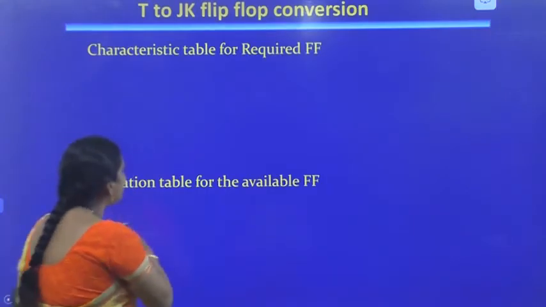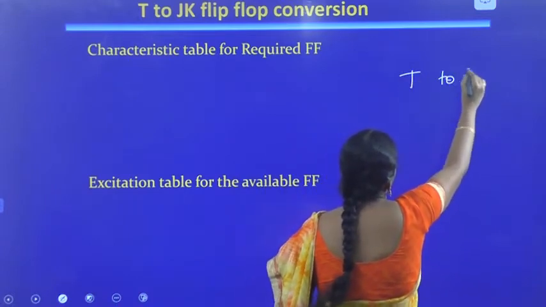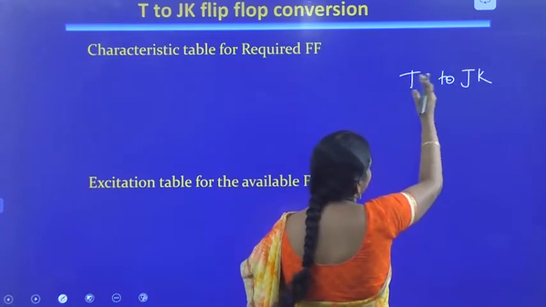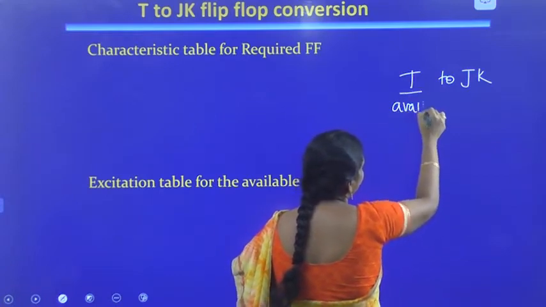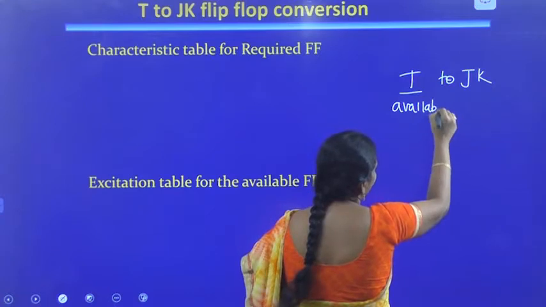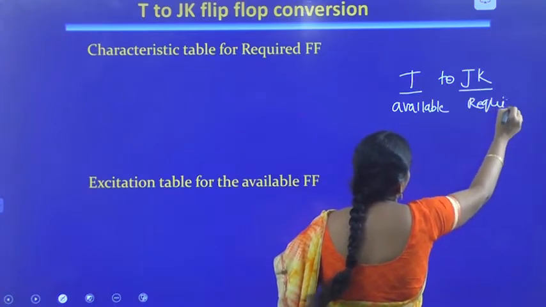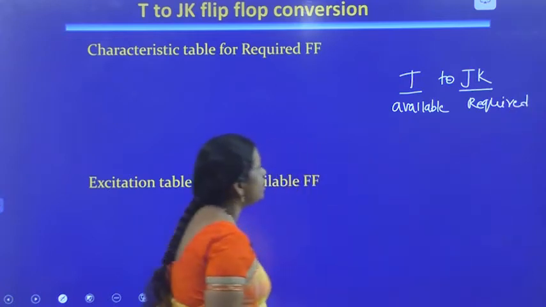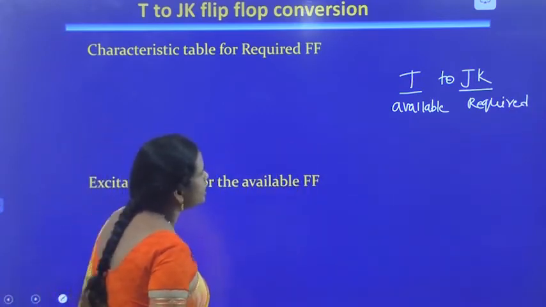Here we need to identify what is available and what is required. The conversion is nothing but T to JK. So T is our available flip-flop, and JK is our required flip-flop. Now let us see. First let us write the characteristic table for the required flip-flop.